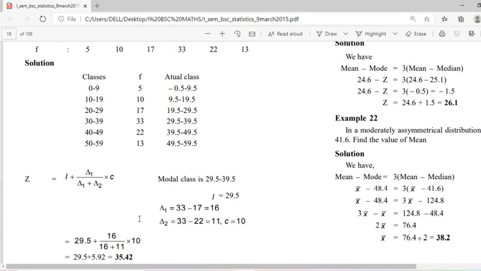Now, what is the highest frequency? 33 is the highest frequency. So the modal class is the corresponding actual class. 33 is the highest frequency, and the modal class is 29.5 to 39.5. That is the method of identification of the modal class. First of all, we have to search for the highest frequency and then locate the corresponding class.